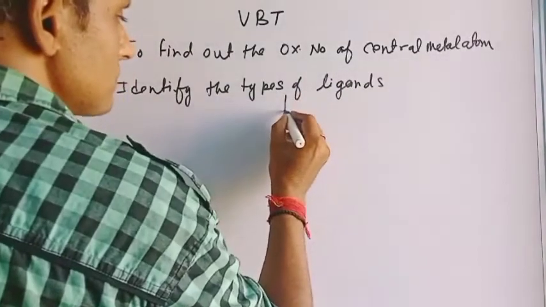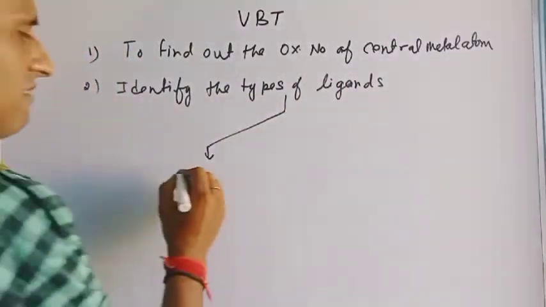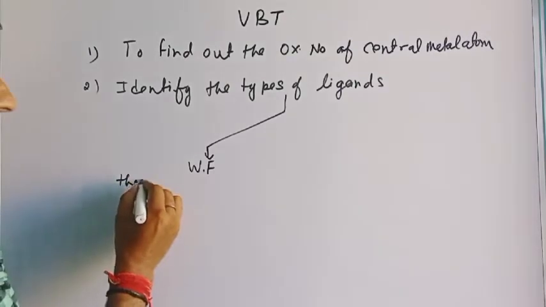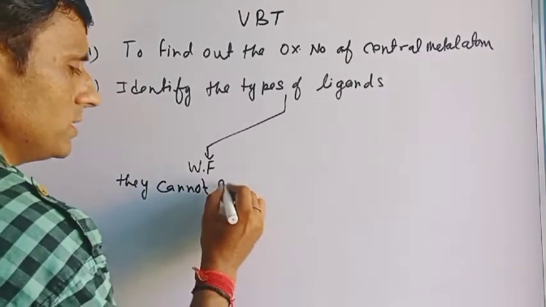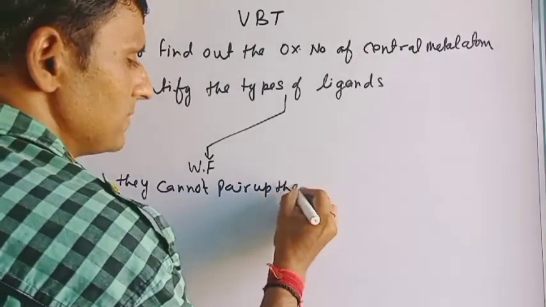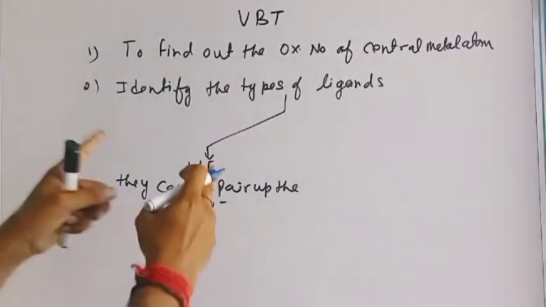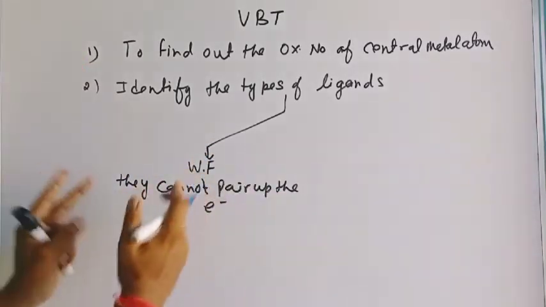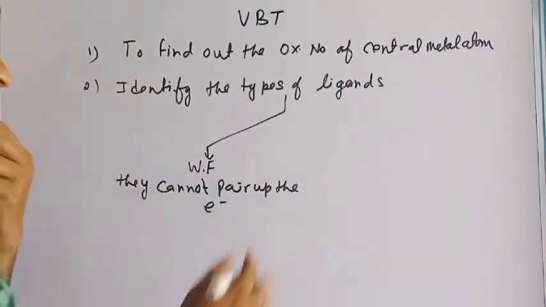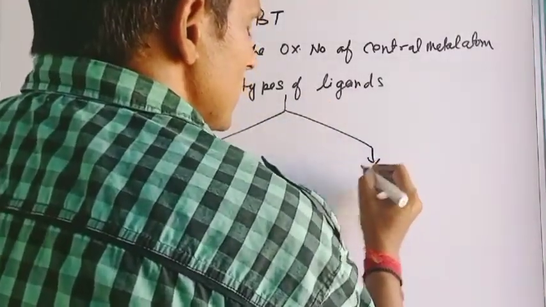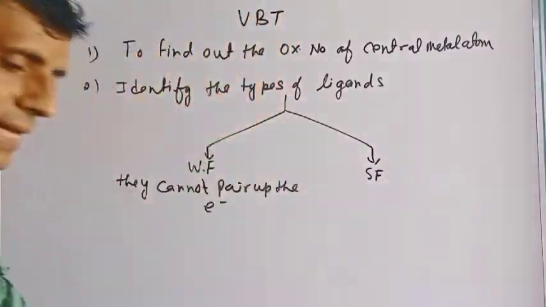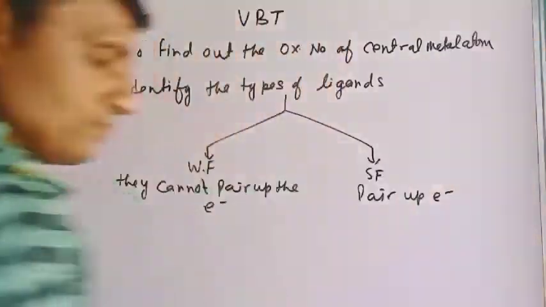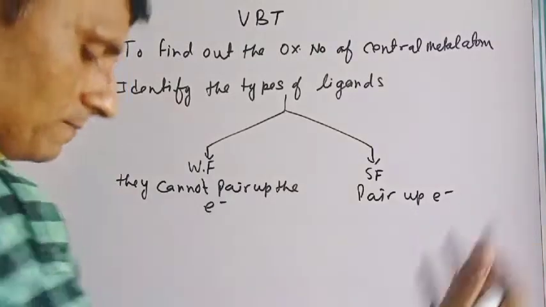Ligands may be of two types. If the ligands are weak field ligands, they cannot pair up the electrons. Students, if the ligand is weak field, then it cannot pair up the electrons, and the electrons are occupied singly in orbitals. If it is a strong field ligand, then it can pair up electrons, meaning orbitals have two electrons paired.